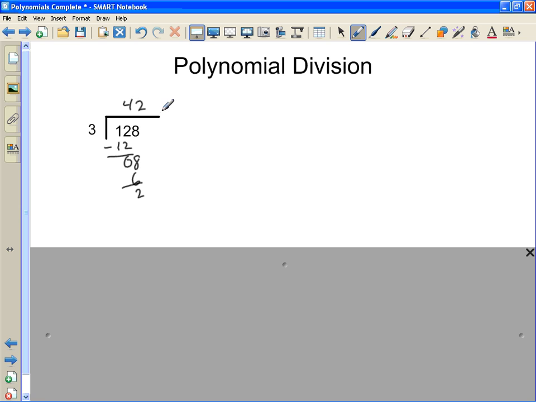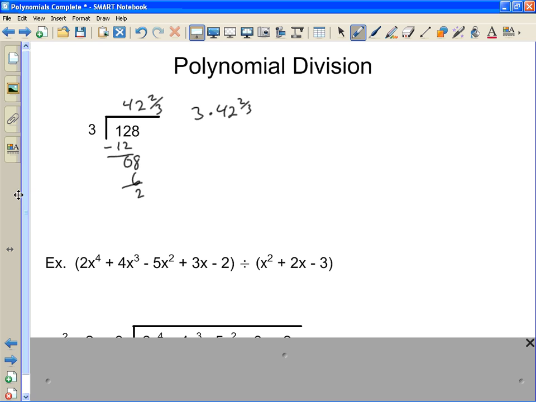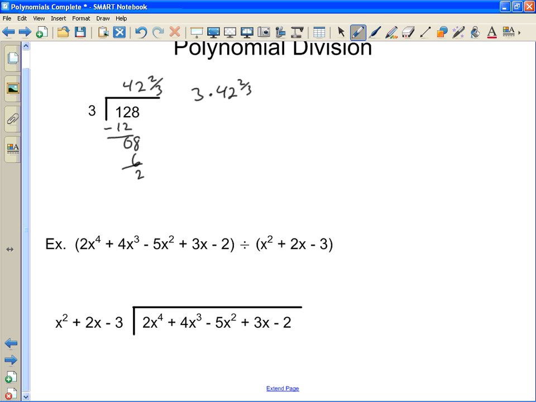And then what this means is I've got 42 and 2/3, because I'm still dividing the 2 by 3. Okay, so this is my remainder part here. Now what this does for me is lets me know that I can rewrite 128 as 3 times 42 and 2/3. So we're going to follow those same steps that we did with numbers when we're dividing polynomials. So if they say divide this polynomial by this one, you're going to set it up. Okay, I'm dividing this, so that goes inside, by this one, so that goes outside.